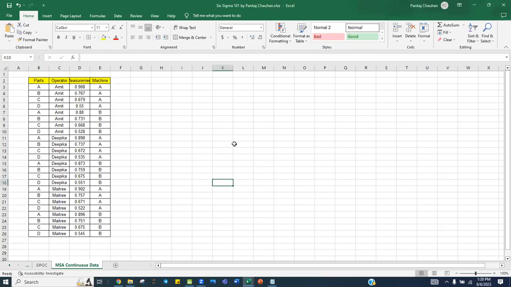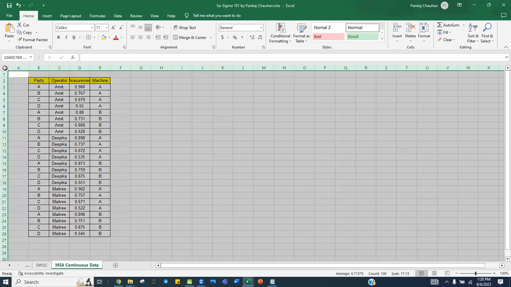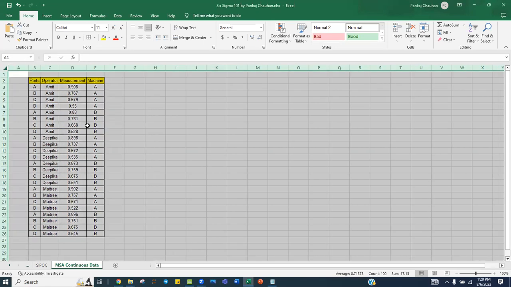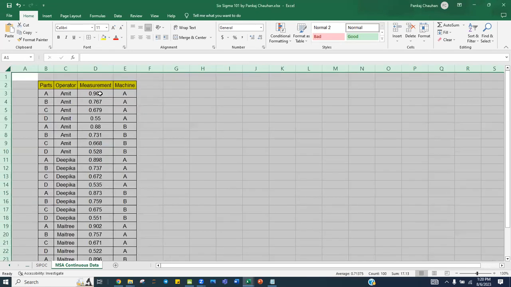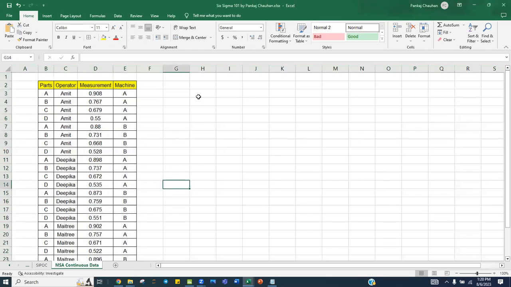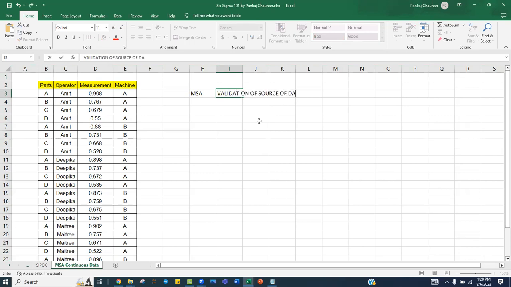Hey people, welcome back. In this session, we will be learning practically how to validate the measurement system when data is continuous in nature. So we already know measurement system analysis, MSA, we do for the validation of source of data.